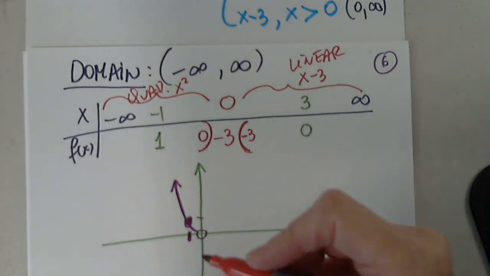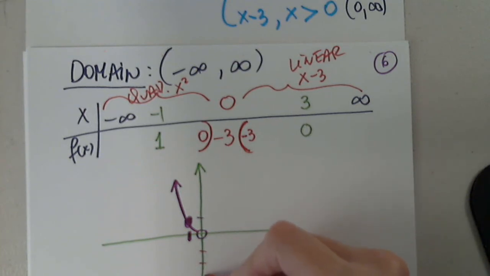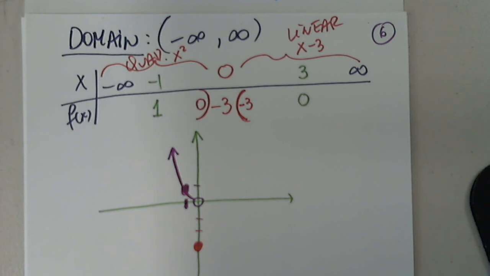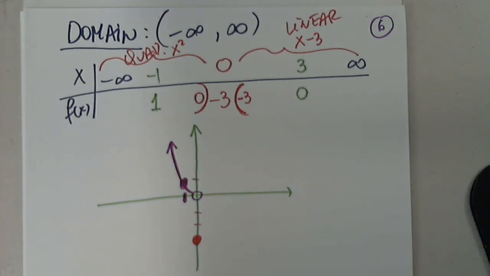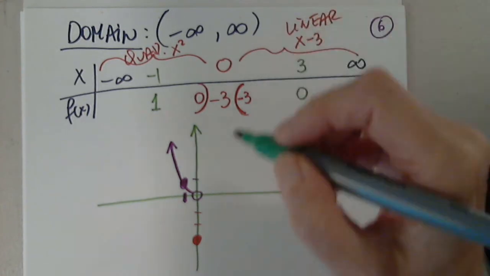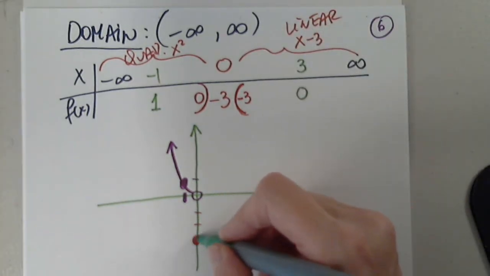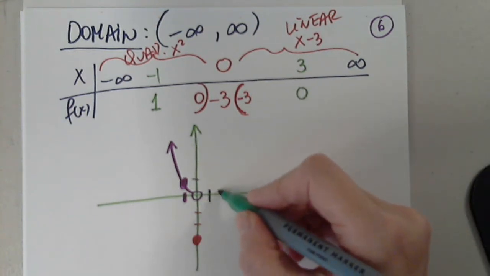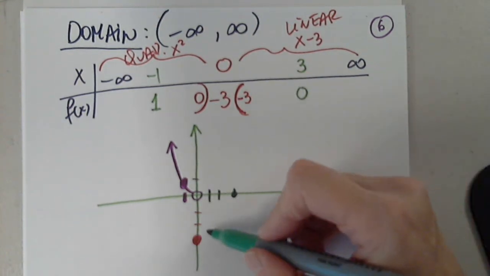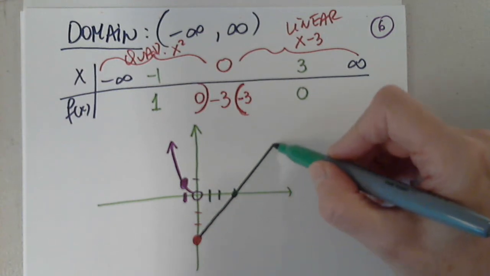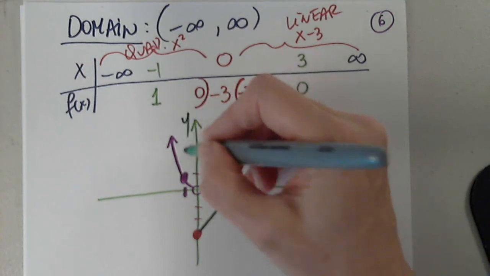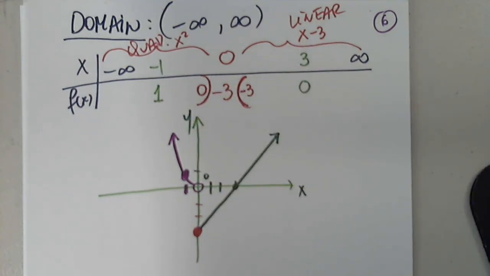0, -3 is this full point. And now on the other side, I'll use a different color, let's say green. So 0, -3 is the same point. It would have been an open point, but this is already full, so I start here. And 3, 0, this is a straight line because it's a linear function. And this is the graph of f of x.